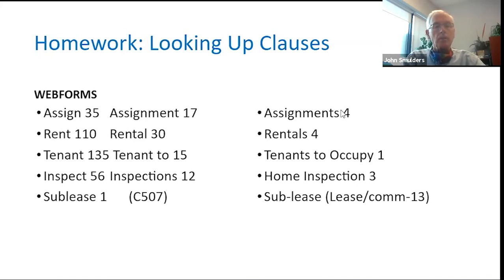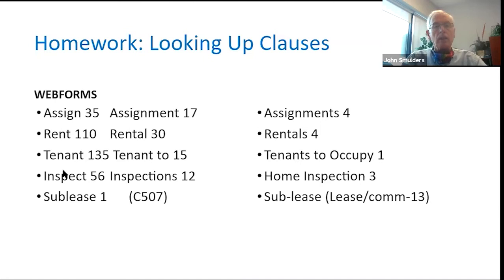Same if you're doing some kind of rental, whether it's a commercial or a residential lease. If you put in the word rent, you get 110 responses. If you put in the word rental, you only get 30. If you put in rentals, just with an S at the end, you only get 4. So it is not a friendly system to work around. And if you put in something like rentals and you don't find the answer, then try something else. Try rental or try rent.